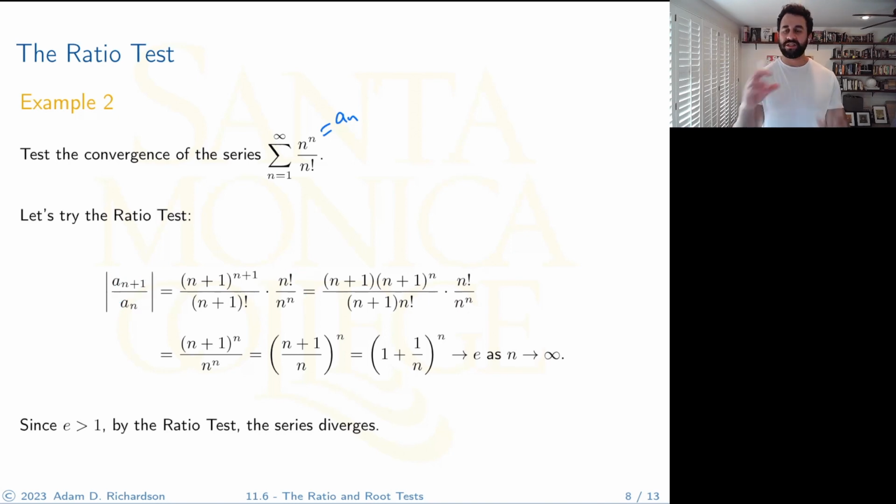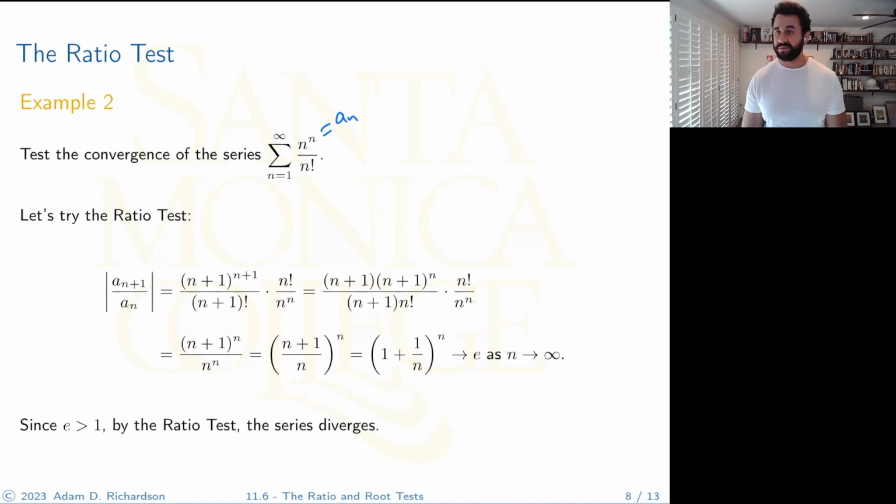Now what I'm doing is just some algebraic massage. In the end, I'm going to try to take a limit. So now I'm just massaging things. (n+1) to the (n+1) is (n+1) times (n+1) to the n, right? And then we've got an (n+1) down here that we can get out of the (n+1) factorial. So this becomes this.